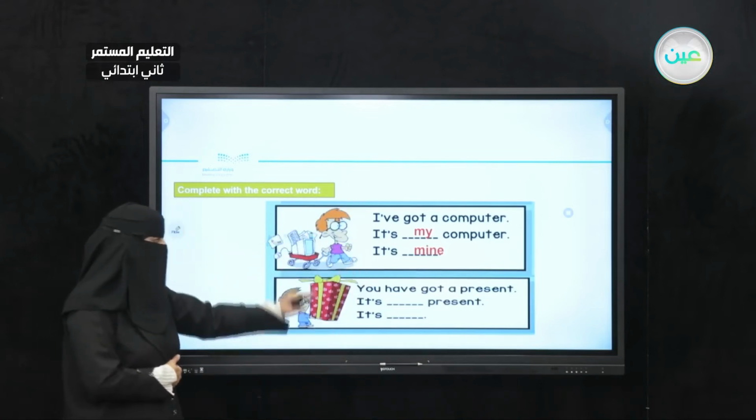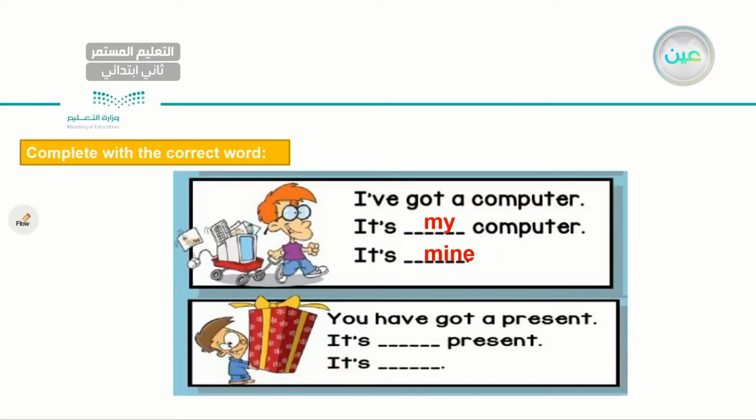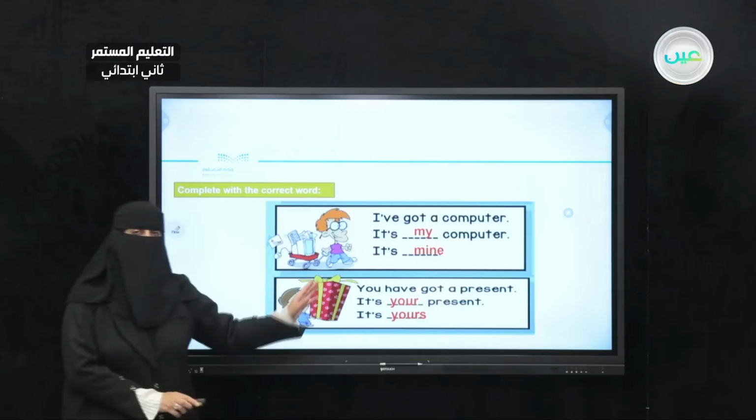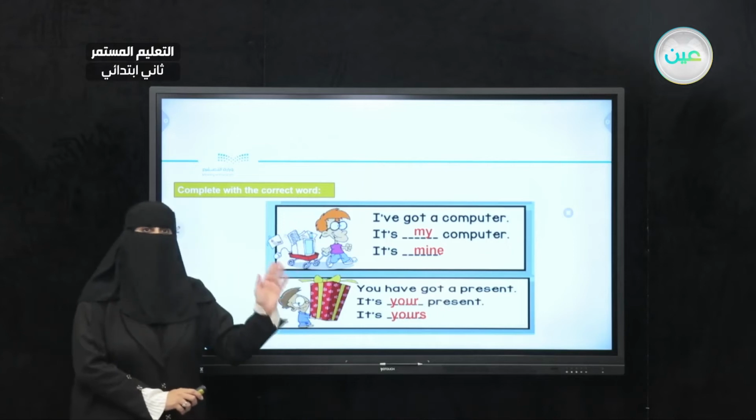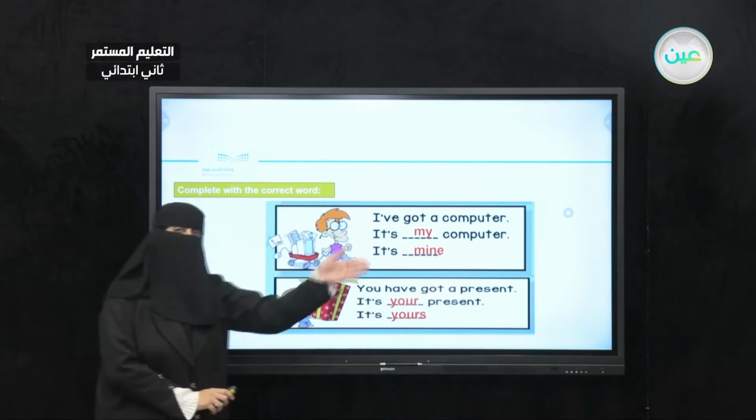Let's do the same with the other picture. You have got a present. You. Okay. It is what? Can I say it is my present? No, it is your present. Very good. It is your present. Or we might say it is yours. So all the three sentences have the exact same meaning. That present is or belongs to you.